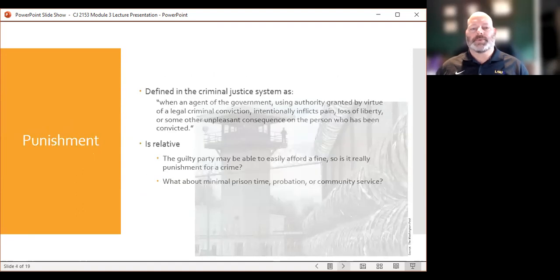Punishment is defined in the criminal justice system as when an agent of the government, using authority granted by virtue of a legal criminal conviction, intentionally inflicts pain, loss of liberty, or some other unpleasant consequence on the person who has been convicted. Punishment in our system is relative. The guilty party may be able to easily afford a fine, which is a form of punishment. So is it really punishment for the crime? What about minimal prison time, probation, or community service? Is this actually punishment at all for the crime that was committed?